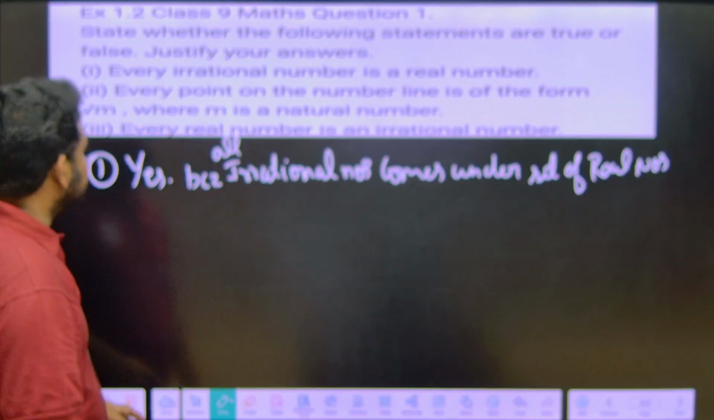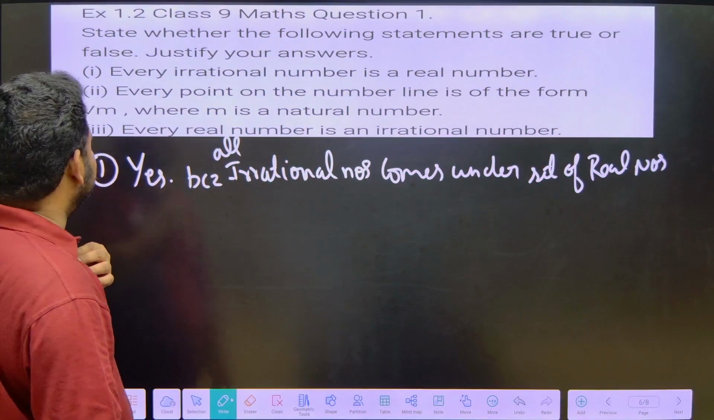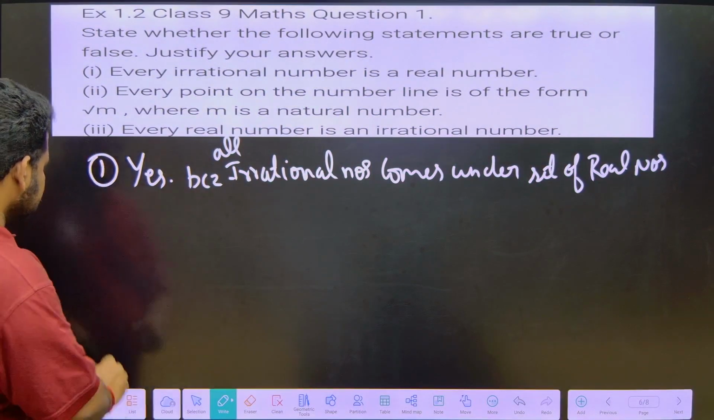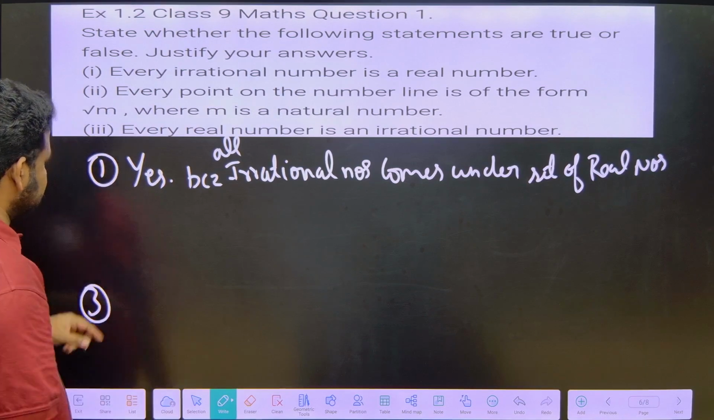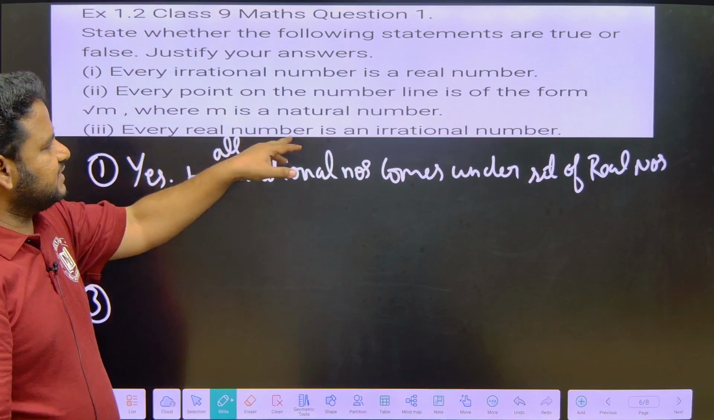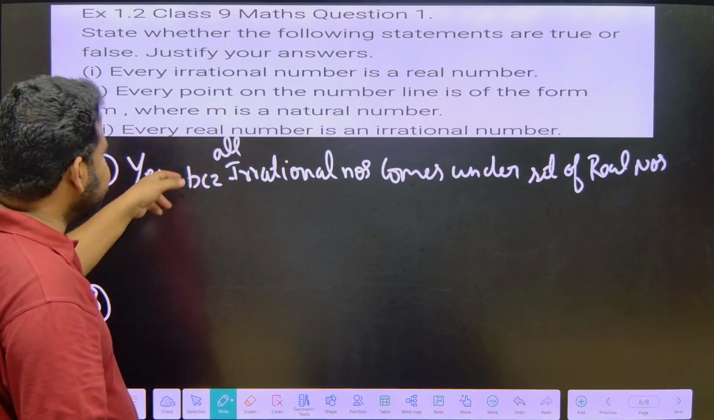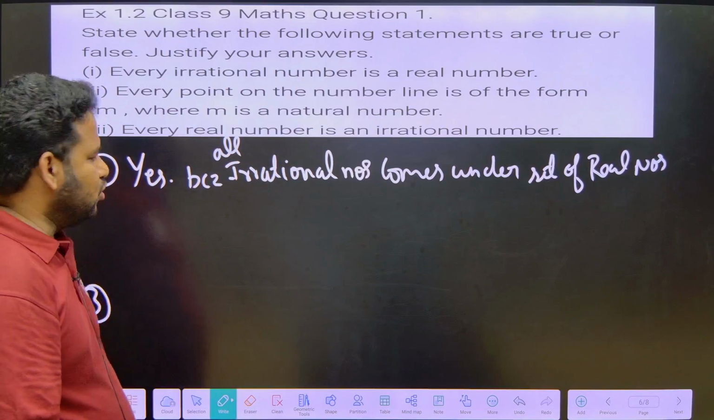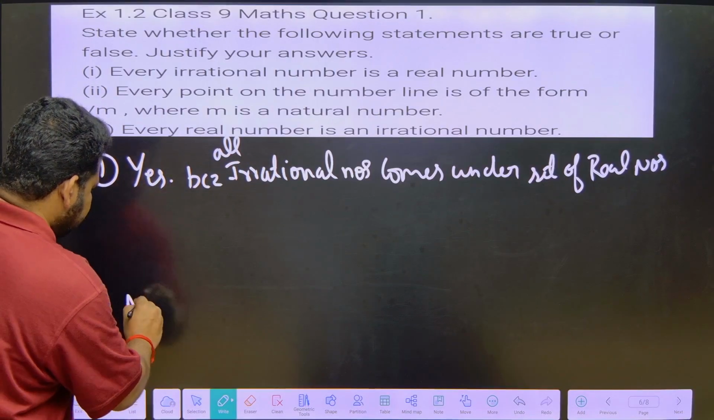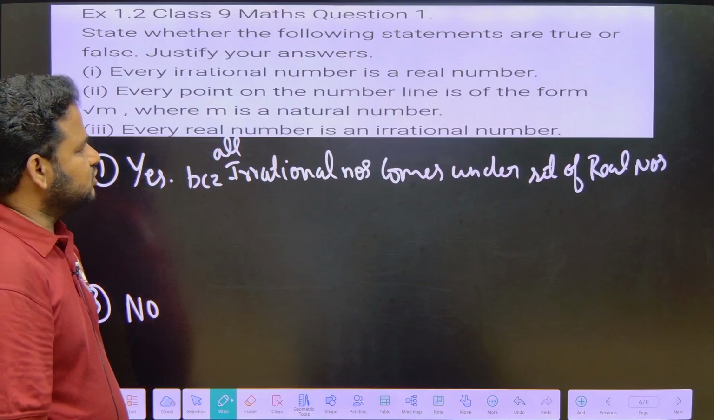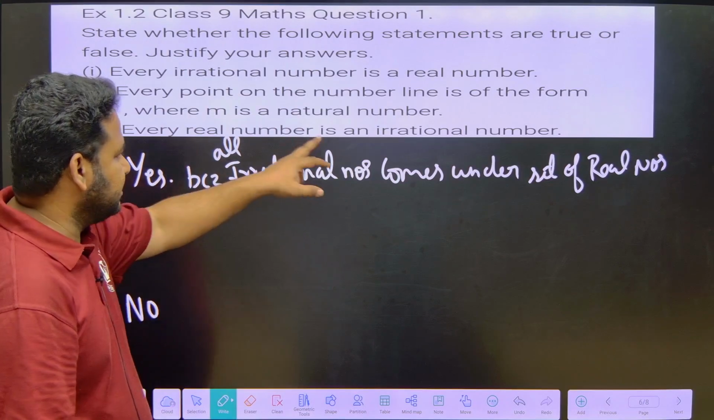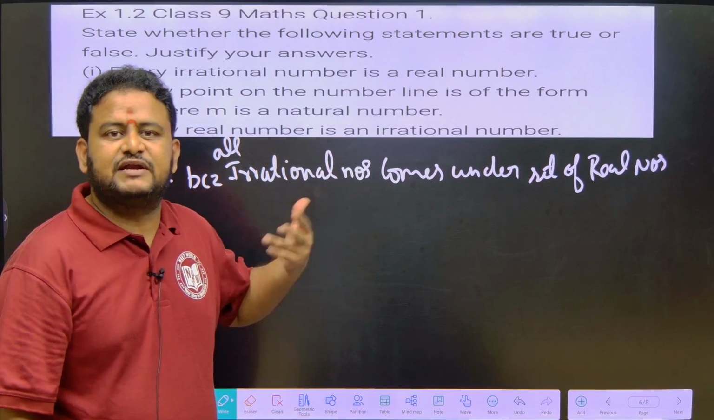Next statement, they are telling every point on the number line is of the form. Okay, before that let us see the third question. They are telling every real number is an irrational number. Is every real number an irrational number? No. Why? Because every real number is not an irrational number, because it contains even rational numbers.